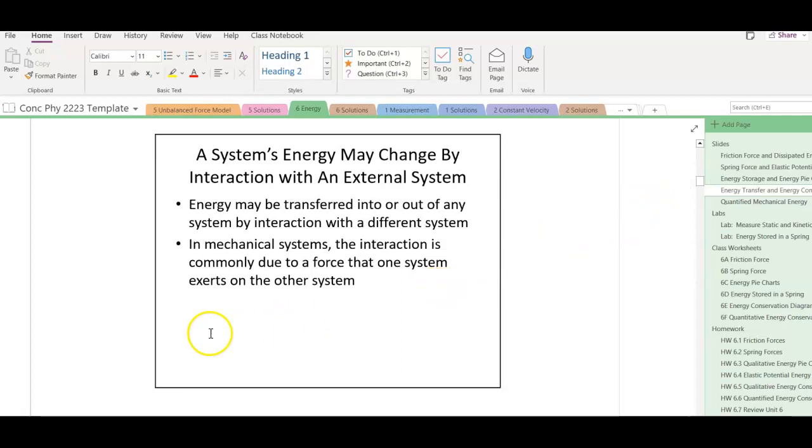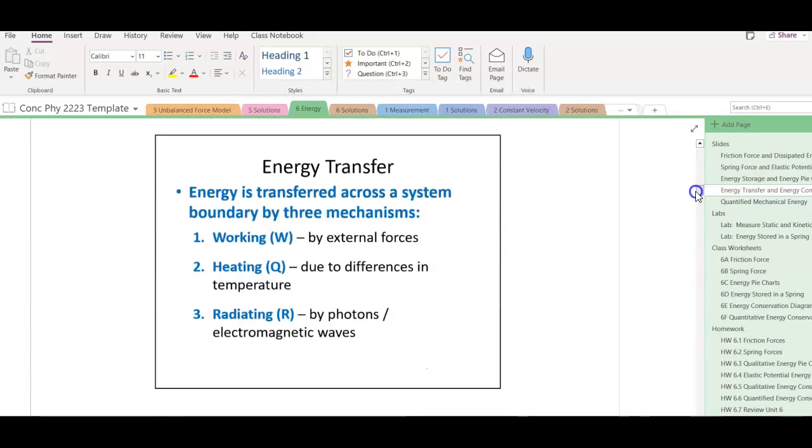That's because a physical system's energy can change when it interacts with a system outside of itself. And commonly, that interaction is due to a force that one system exerts on another. So there are actually 3 ways for energy to transfer into or out of a physical system. We're primarily going to talk about the first method, which is called working, and we'll represent that by an uppercase W. Working is a process by which energy is transferred through external forces.